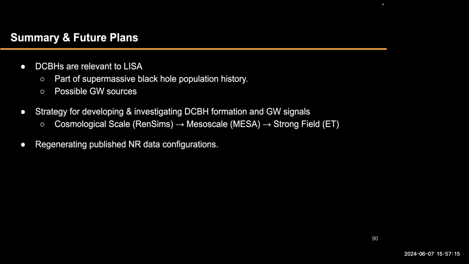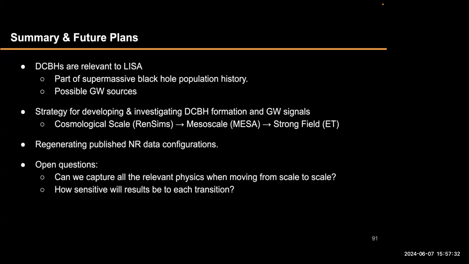We're currently in the stages of regenerating published works as a precursor to the more streamlined idea that we have selected, just to make sure that each part of the code is working the way that everyone expects. And we have several open questions, like, can we really capture all the relevant physics when moving between these scales? Because we tend to either lose a lot of information or have to introduce a lot of information, and it's not always obvious how sensitive the results are going to be to our transition. And we have plans to ameliorate that.